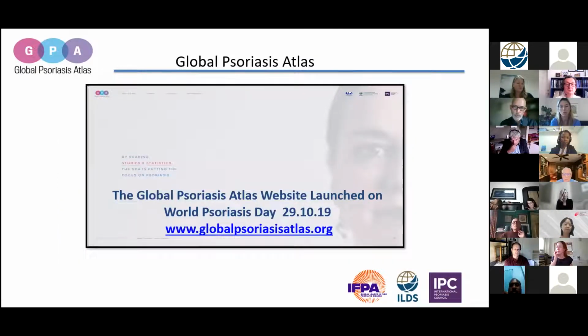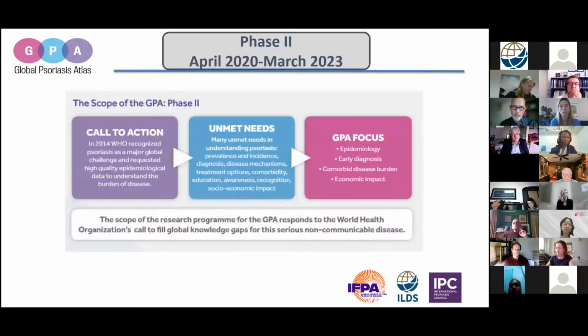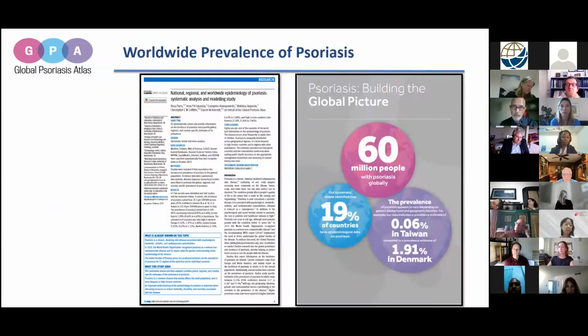And then the first part was really to develop and launch the Atlas, which is the website, which fittingly was launched on World Psoriasis Day 2 years ago. So now into phase 2, the focus is now not just epidemiology, but, as I'll show you, early diagnosis, the important burden of comorbid disease, and increasingly the health economic impact on both society and the individual.